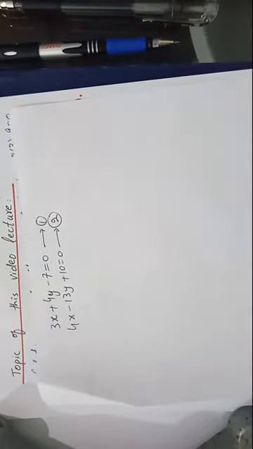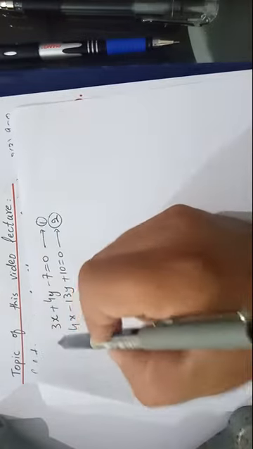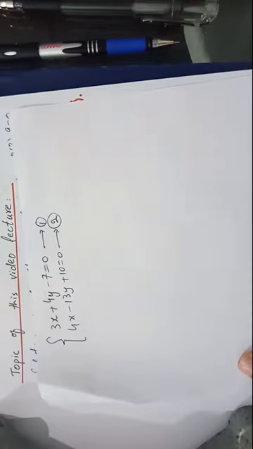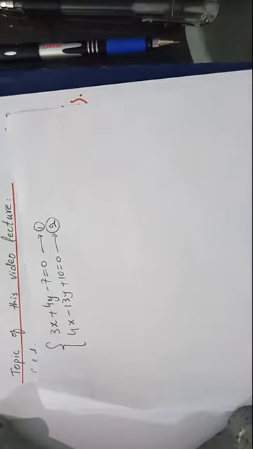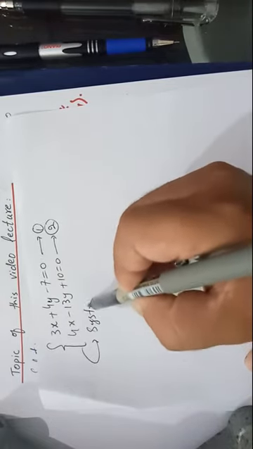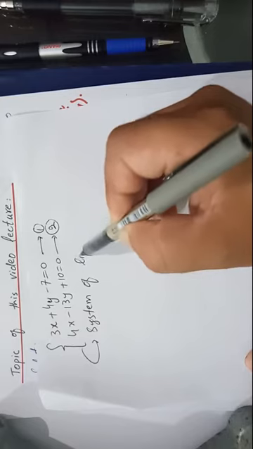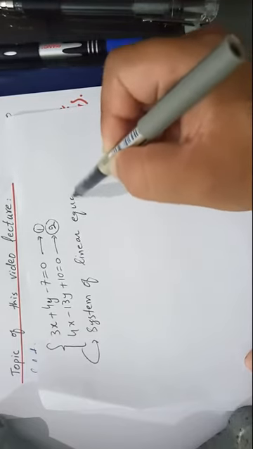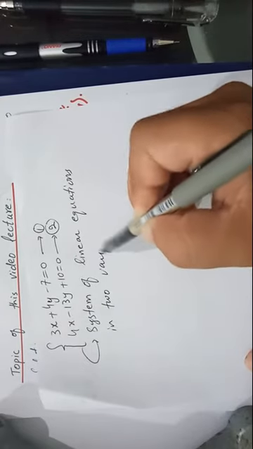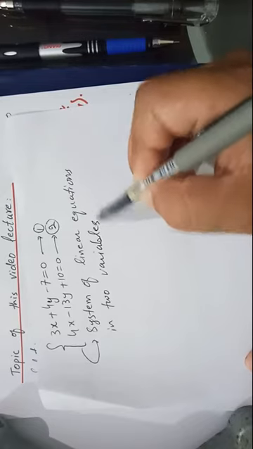When two or more equations are written collectively, those equations make a system. You see that I have collectively written these two equations. So when two or more equations are written combinedly, that is called a system. So this is the system of linear equations in two variables.